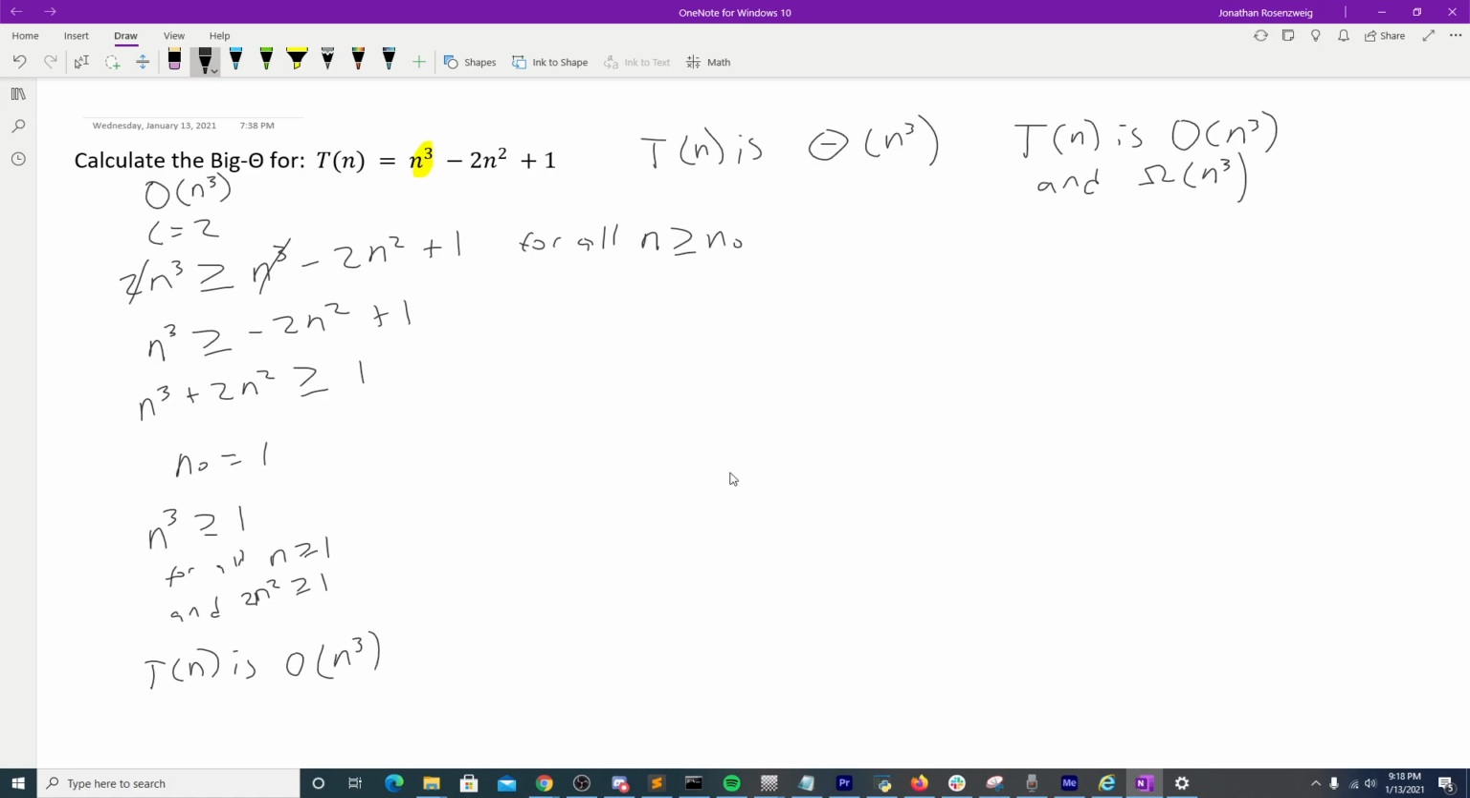And now we want to show that it's omega of n cubed. So for omega of n cubed, we want to choose a constant that's going to be less than the constant in front of our largest term, our f of n. In this case, that coefficient is 1, so we're going to choose a c-value of 0.5.